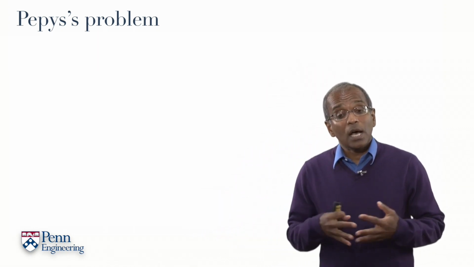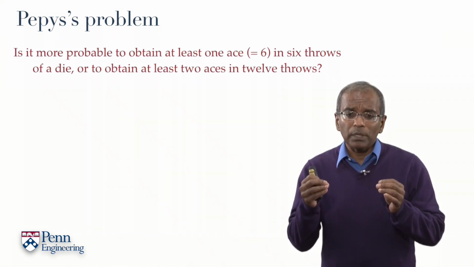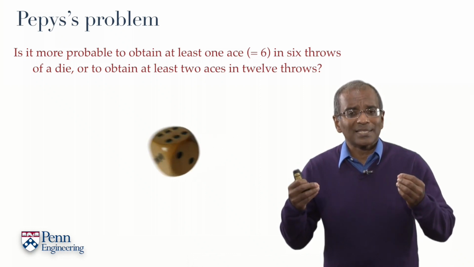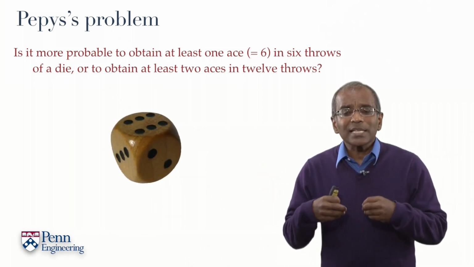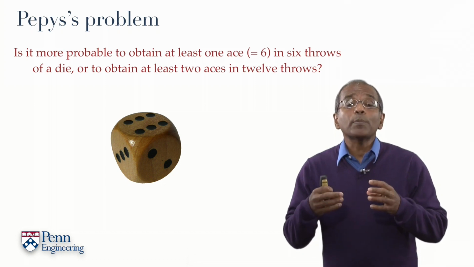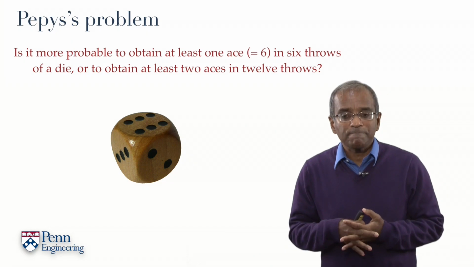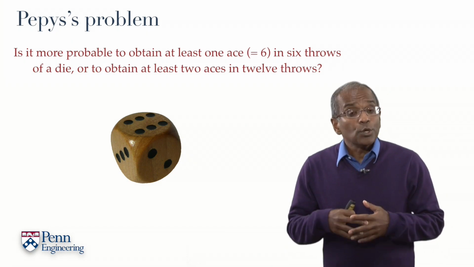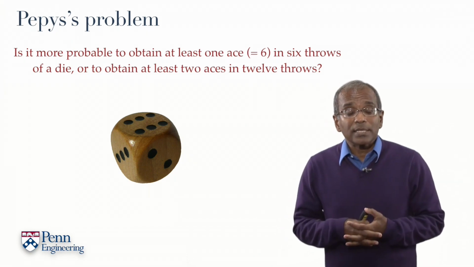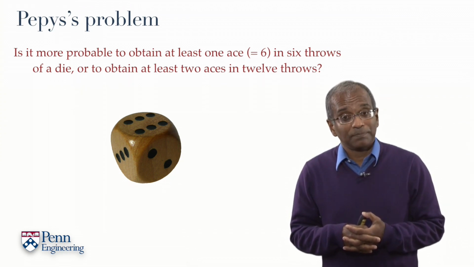In our next example, we'll take a little walk down memory lane. This is a famous problem which was posed by Samuel Pepys to Isaac Newton in 1693. Pepys asked Newton if it was more probable to obtain at least one ace, an ace is a 6, in 6 throws of a die, or to obtain at least 2 aces in 12 throws of a die. Newton quickly gave Pepys the answer, and Pepys disbelieved him.